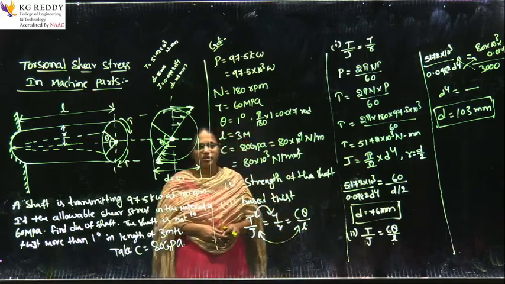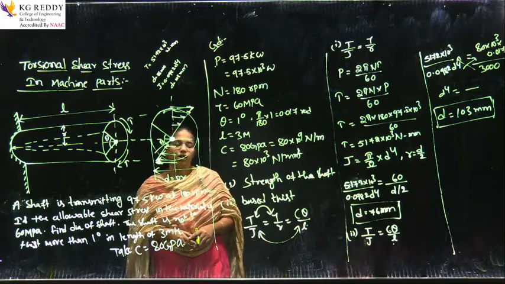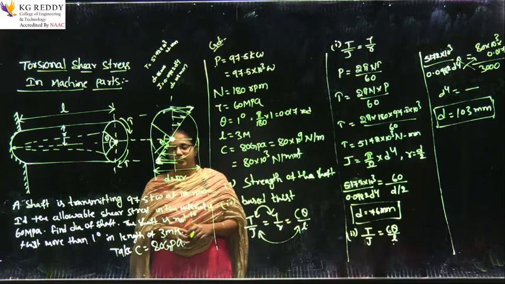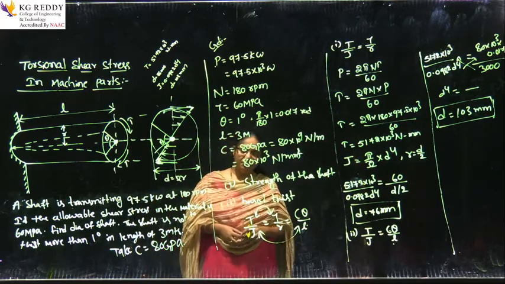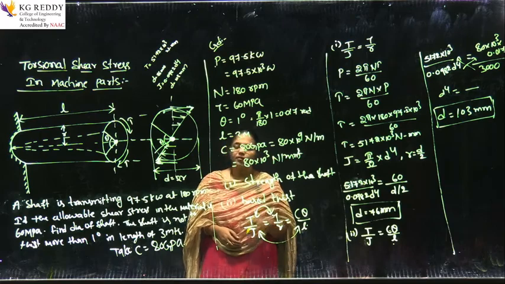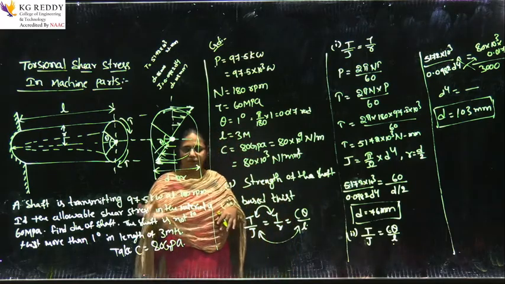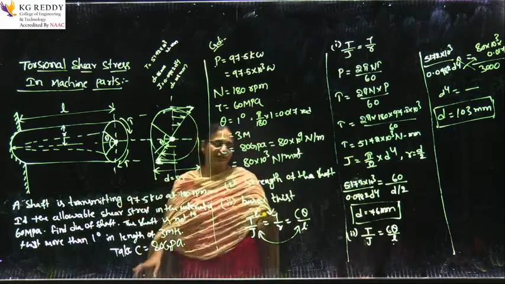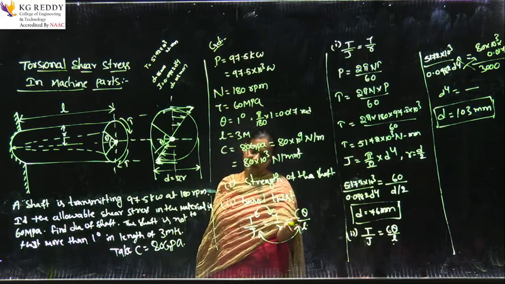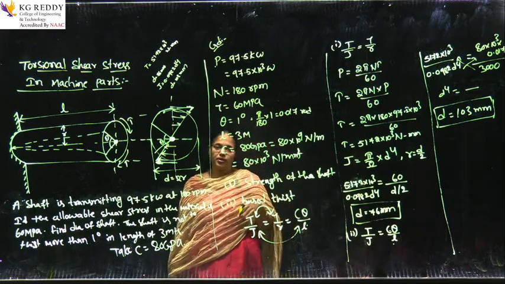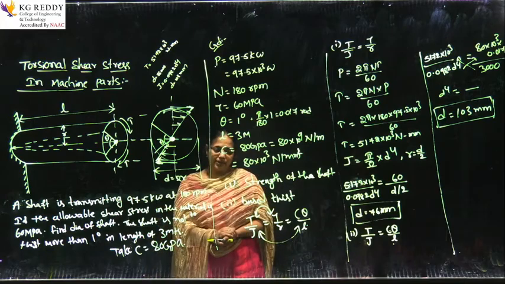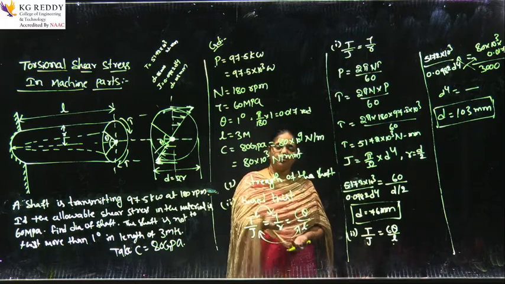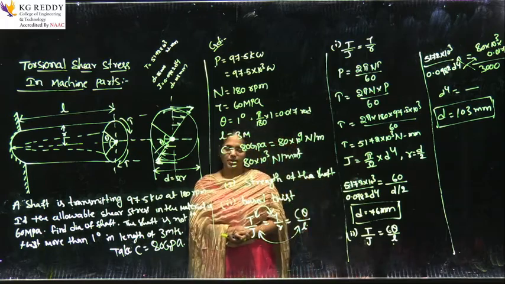So whatever parameters they are asking, based upon the given data we can identify which method is suitable, which equation is suitable, and how we have to convert the equation, whether they have given the power or the torque, the stresses or the length, whatever it is. First we need to understand the problem. After that we need to write the equation T by J equals tau by R equals C theta by L. After that, based on the given parameters, we identify whatever they asked in the problem. So these are the model problems we can expect in the examinations.